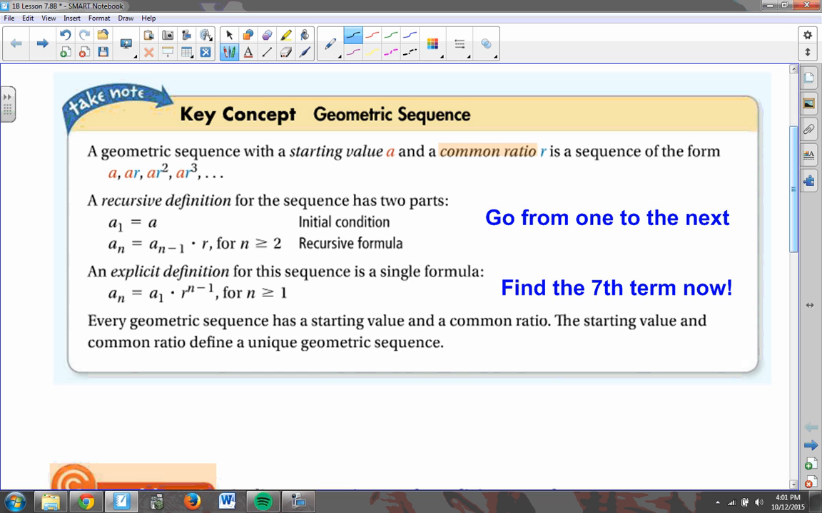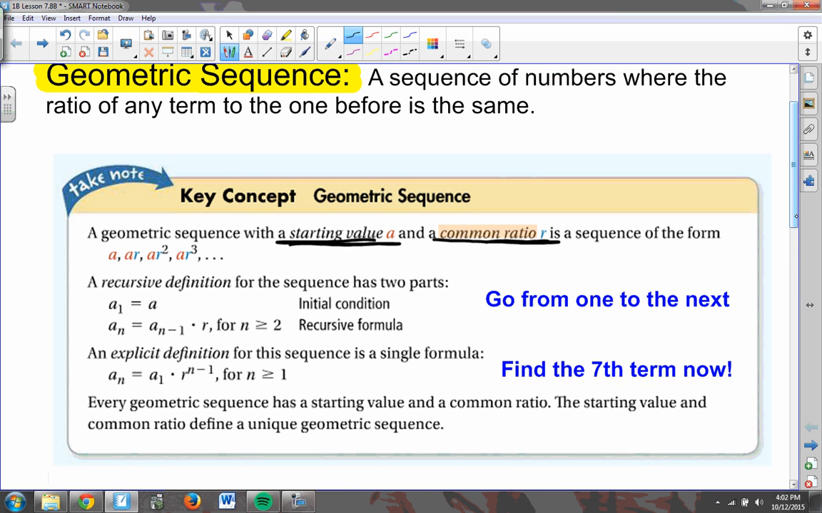It just talks a little bit about our starting value of A, right? Initial amount. We've been talking about that for a while. And now they're going to call the common ratio R. R for ratio. And that is just the number that you have to multiply by to get to the next term.